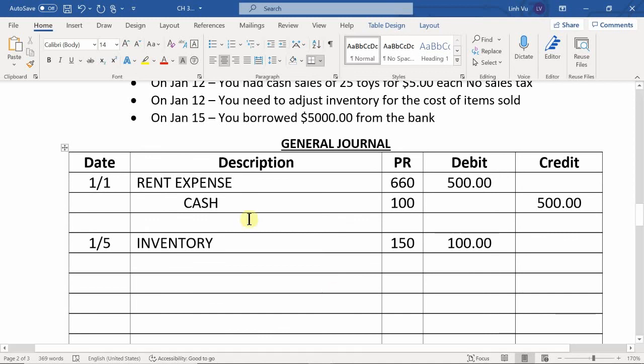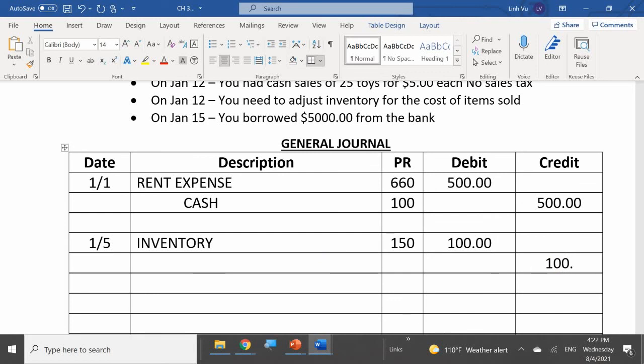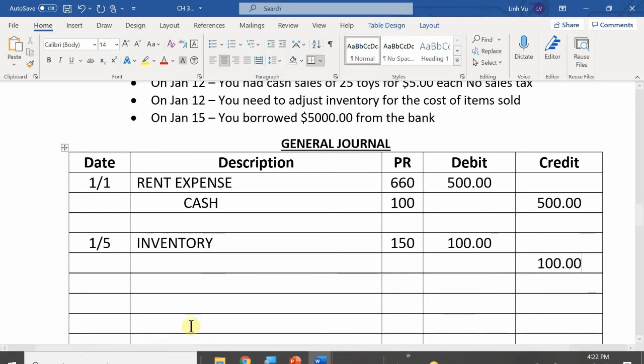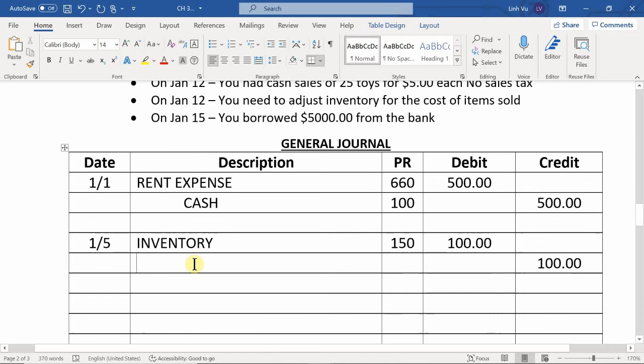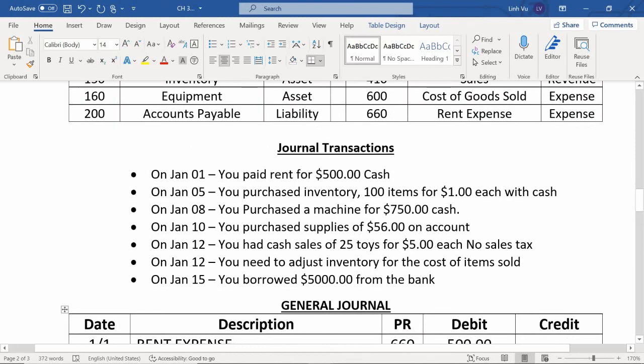So it's going to the credit on the other side. Yes. For what account? Cash. Good. Cash was account number 100. Okay, good. So this is where you put in your description that you purchased 100 items for $1 each. In this case, I'm not having you practice that just yet.